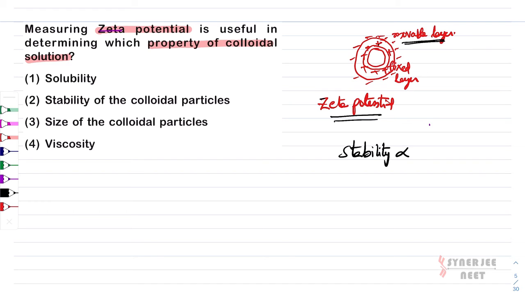So zeta potential and stability are directly proportional. Higher the zeta potential, higher the stability. So therefore, the one which matches the given thing, which property is connected to it? Stability of the colloidal particles. This is the answer for this question.